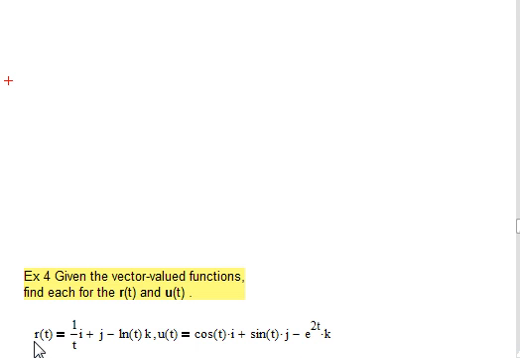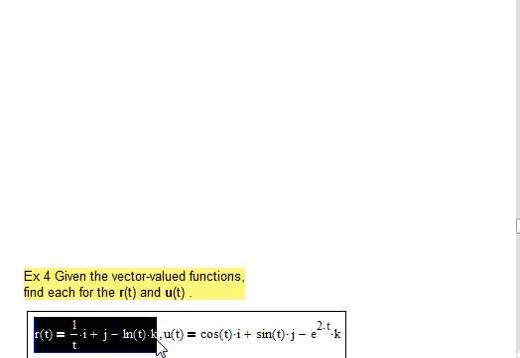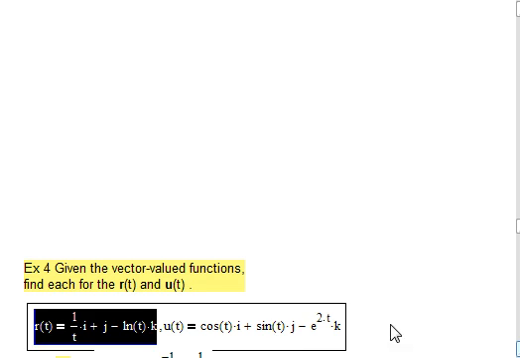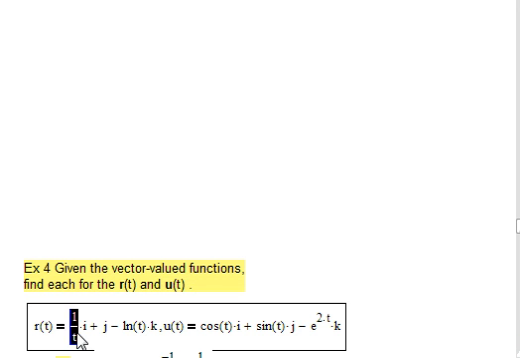First, I'm going to say find the derivative with respect to t of the vector r of t, which is 1 over t i plus 1 j minus ln of t k. So how would we find such a derivative? Well, the derivative of 1 over t is negative 1 over t squared. You can think of it as t to the negative 1, but I'd be reviewing Calc 1 if I got into more detail. The derivative of 1 is 0, and the derivative of ln of t is 1 over t.